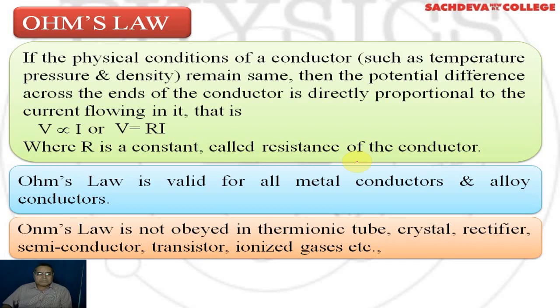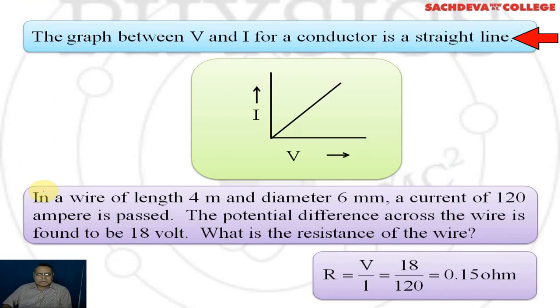You can remember that Ohm's law is valid only for those materials which obey Ohm's law. The graph between V and I will always be a straight line. Voltage is taken on the x-axis, whereas current is taken on the y-axis. As voltage increases, the current will also increase, and V will be proportional to I.